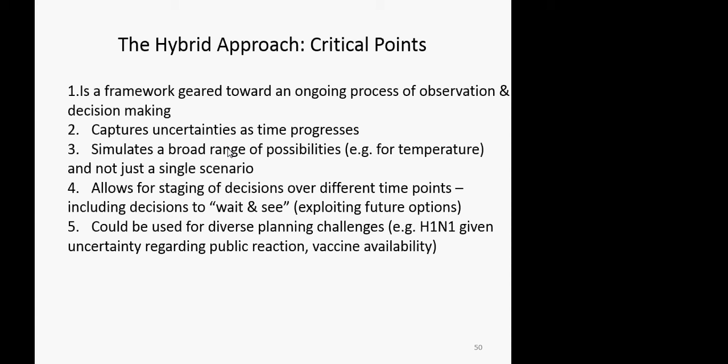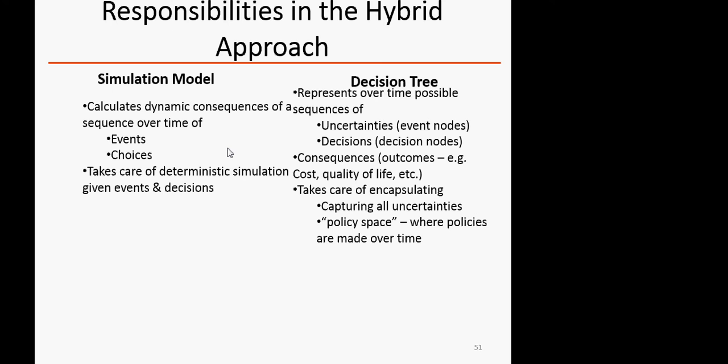Okay? So a few points about bringing them together. First of all, we could do so with a framework that's designed to integrate observation and decision making. It'll capture uncertainties as time progresses, and it will simulate a wide range of possibilities. We're going to be simulating here not one possible scenario, but many scenarios. And you're going to be able to use it to balance the choice of different decisions, including possible wait and see decisions. So let's take a look at what this looks like. On the one hand, we have a simulation model, and on the other, a decision tree, and each of them has certain responsibilities. Here, the simulation model is going to be given the role of calculating the scenario outcomes.